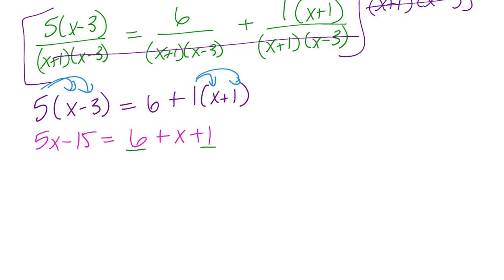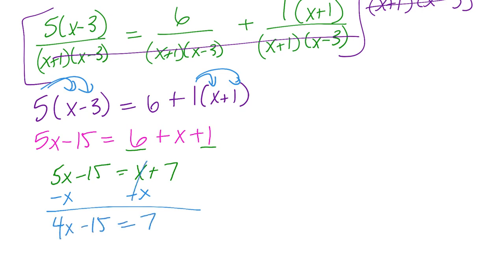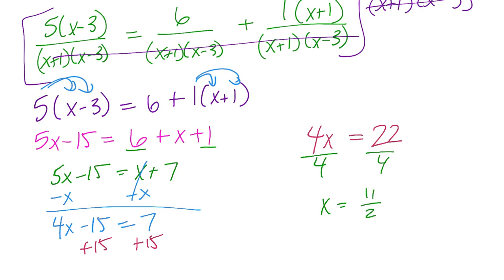Combine our like terms. So we get x plus 7 on the right. 5x minus 15. We want to minus x on both sides. 4x minus 15 equals 7. Add 15 to both sides. 4x equals 22. Divide by 4 on both sides. And x equals either 11 halves, or if you want to write it as 5.5, that is fine as well, because it is a nice, pretty exact decimal.